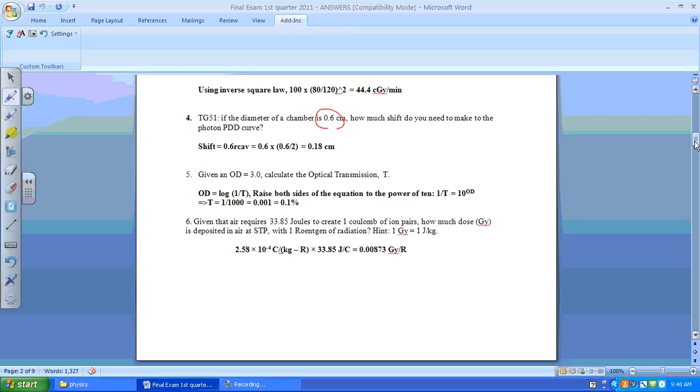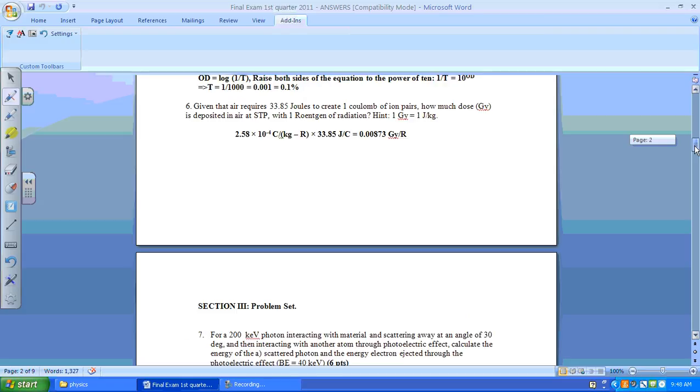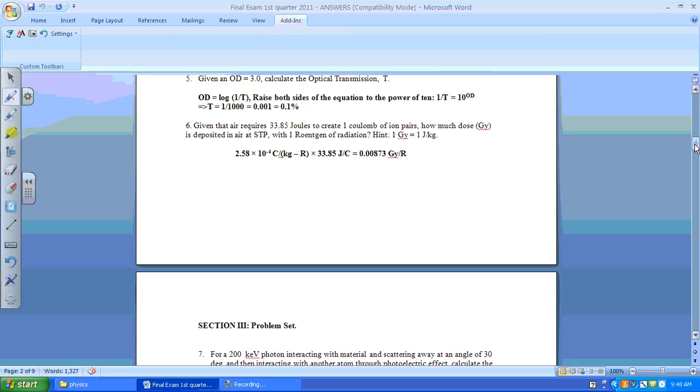Okay. Next question. Given that air requires 33.85 joules to create 1 coulomb of ion pairs, how much dose is deposited in air at standard temperature and pressure with 1 Roentgen of radiation? And I give you a hint: 1 gray equals 1 joule per coulomb. But you guys know that.